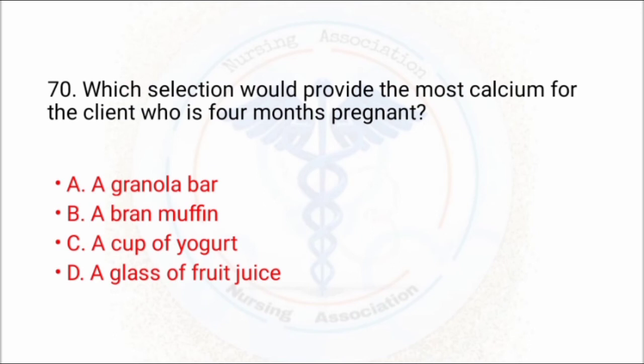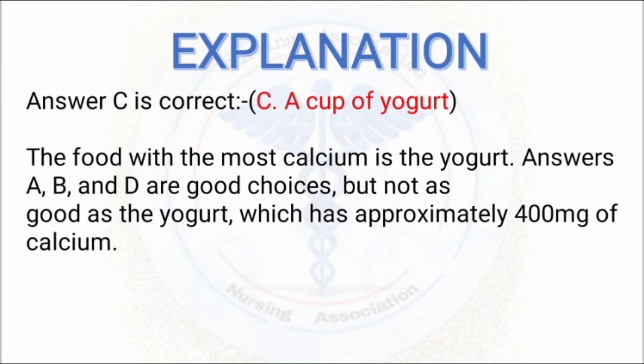So let's see the correct option, and the correct option is option C, a cup of yogurt. So let's see why this is correct. The food with the most calcium is yogurt. Answers A, B and D are not good choices, not as good as yogurt, which has approximately 400 mg of calcium. Everyone knows what yogurt is. It is dahi, a food prepared from milk, and it has 400 mg of calcium and will benefit the client. So compared to options A, B and D, option C is correct.